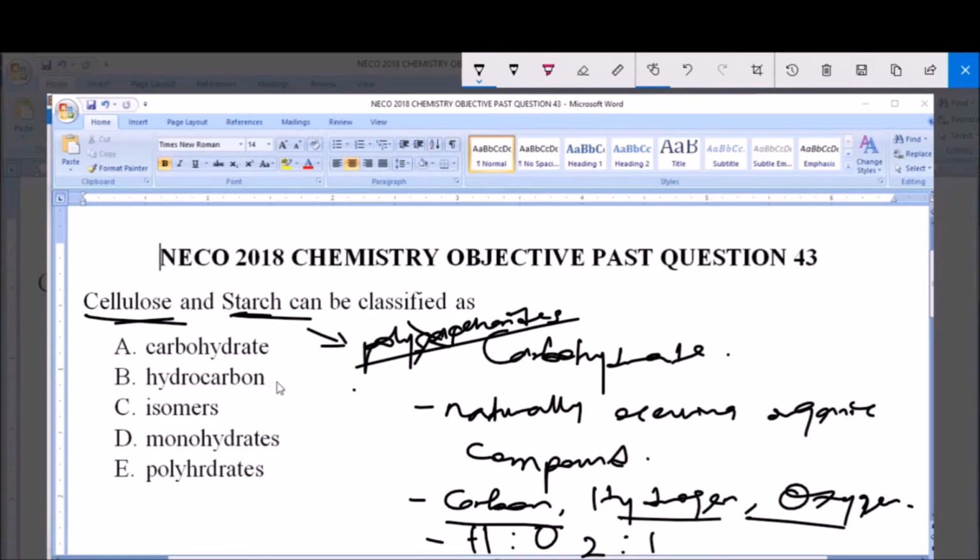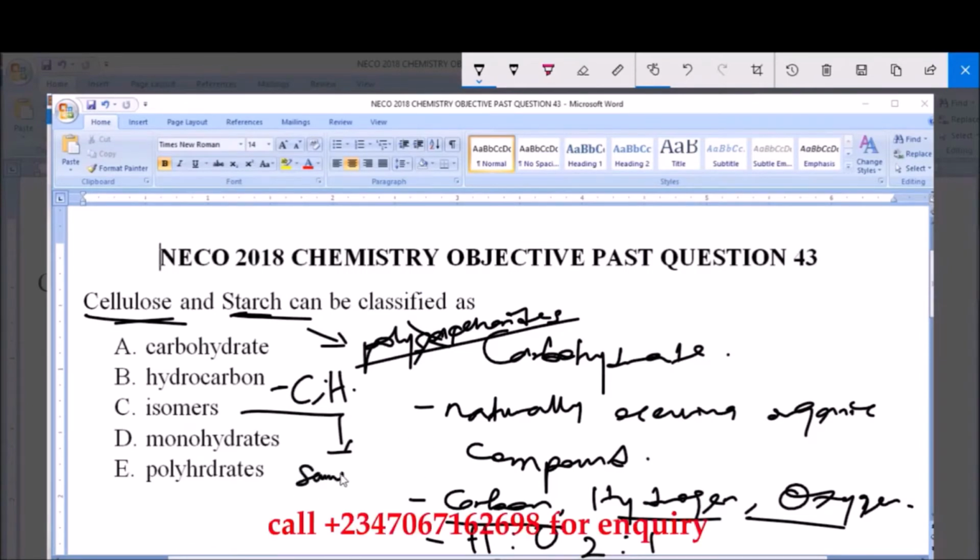Now option B here says hydrocarbon. Hydrocarbons are only compounds that contain carbon and hydrogen. Examples are methane, ethane, butane. Now option C says isomers. Isomers simply refers to two or more compounds having the same molecular formula but different structural formula. An example is butane and 2-methyl propane. So these are isomers.